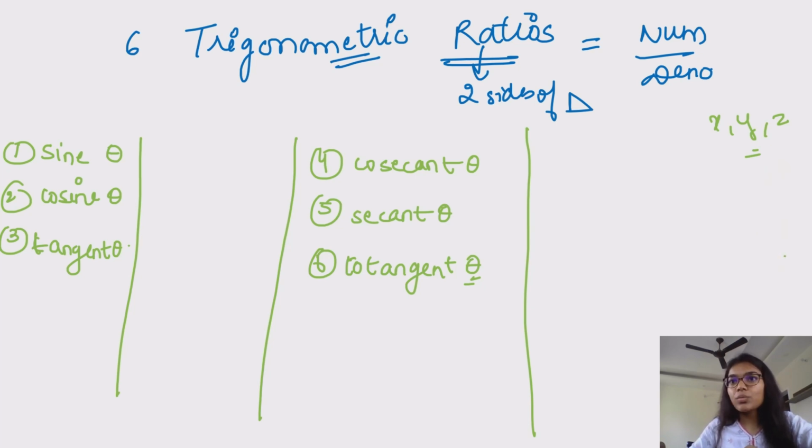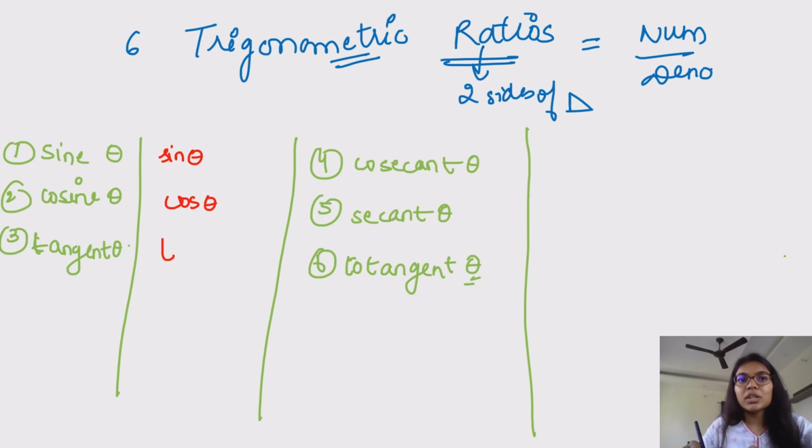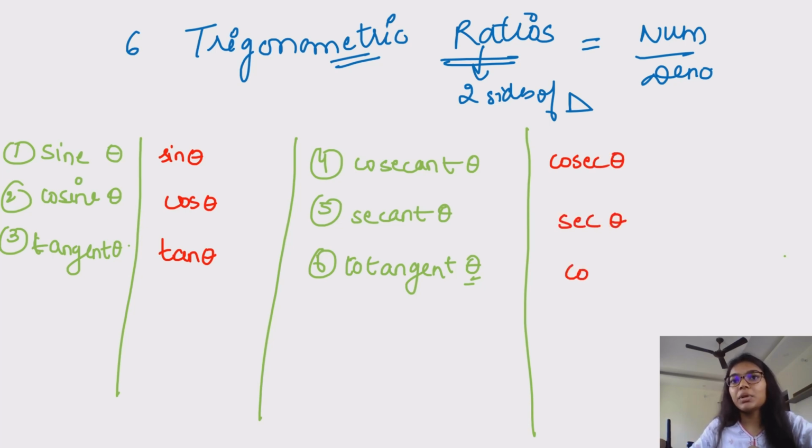So let us now look at the shorthand notation of these trigonometric ratios. Sine theta can be written as sin theta. Cosine theta can be written as cos theta. Tangent theta can be written as tan theta. Cosecant theta can be written as cosec theta. Secant theta can be written as sec theta, and cotangent theta can be written as cot theta.